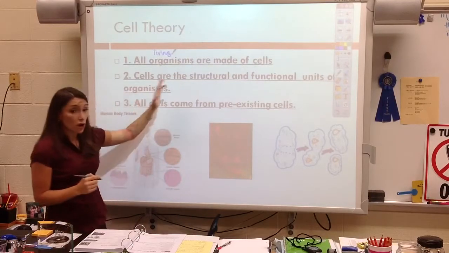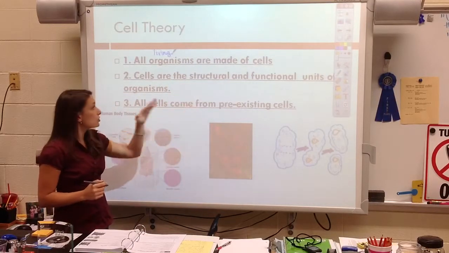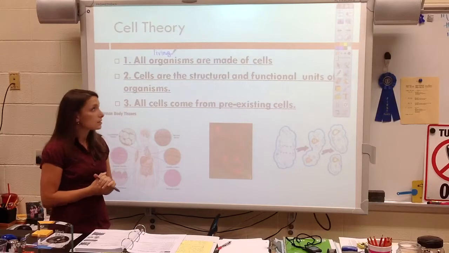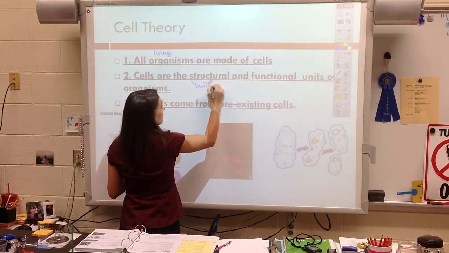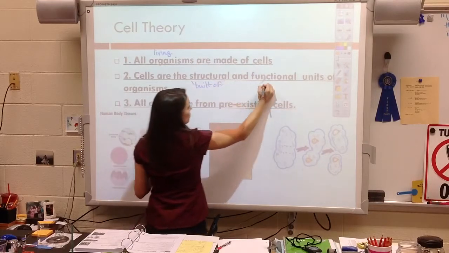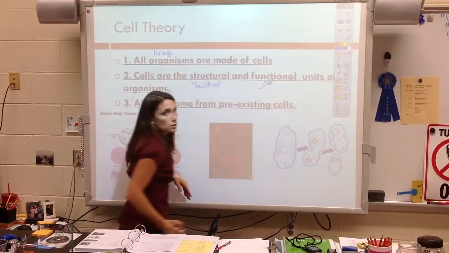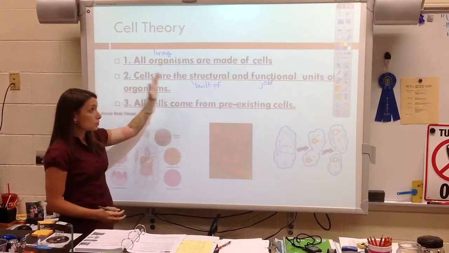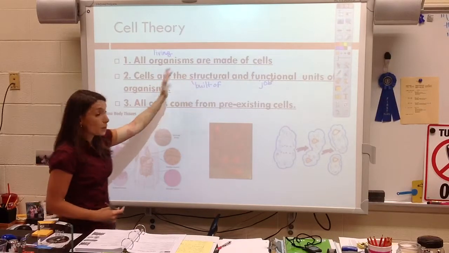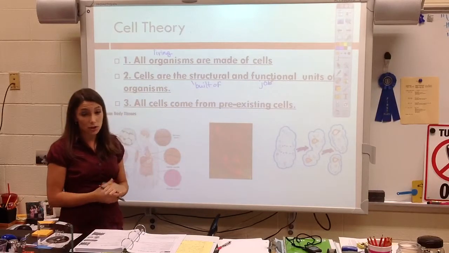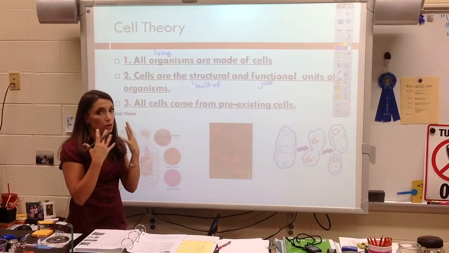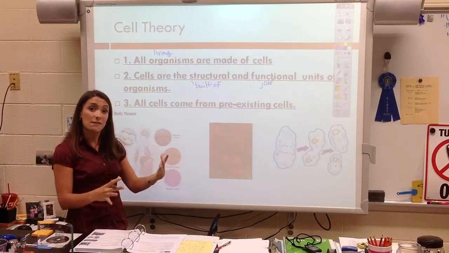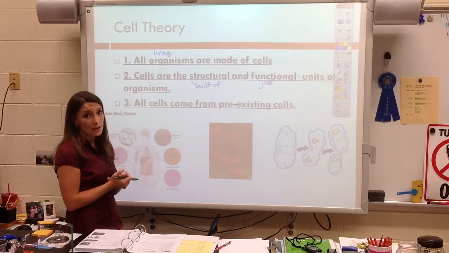Cells are the structural and functional units of organisms. Structural means built of, and functional means job. So cells are what organisms are built of, and cells do the work for organisms. So it's just like when we talked about respiration. Respiration is not just breathing. Respiration is happening in every cell to give every cell energy.